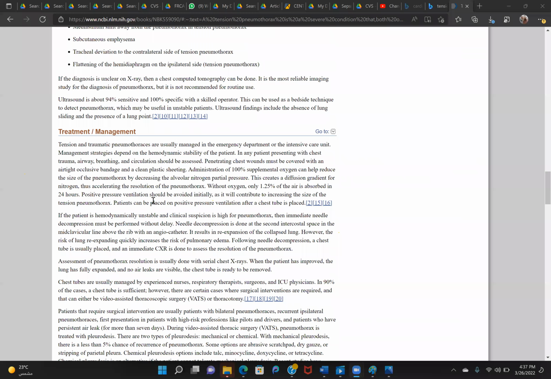Nitrous oxide, because it will increase this problem. So you are giving 100% oxygen, and then you can do the positive pressure ventilation. But if you want to do it, you don't have to give too much pressure. If there is no other way, here they have written it should be avoided initially, as it will contribute to increasing the size of tension pneumothorax.